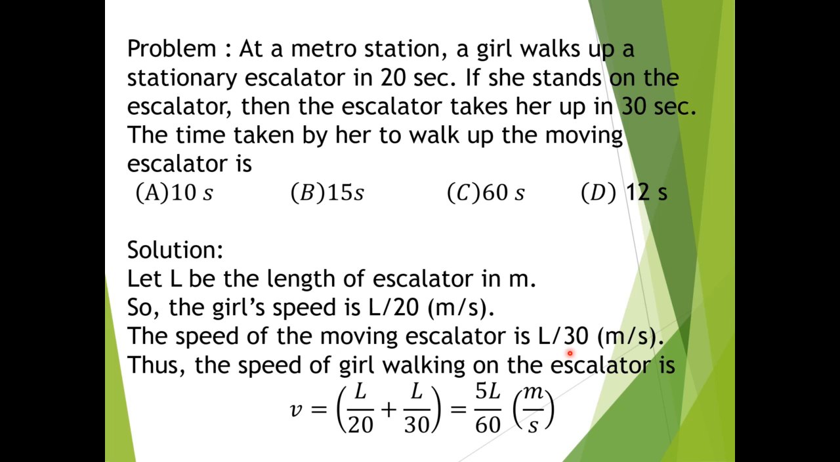So now when the girl walks on the escalator, we just add up these two speeds, because now the girl is walking on the escalator and also the escalator is moving. So we add these two speeds, L by 20 plus L by 30, which we get as 5L by 60.